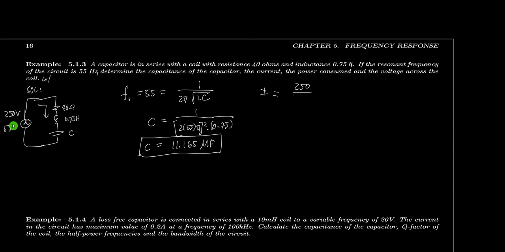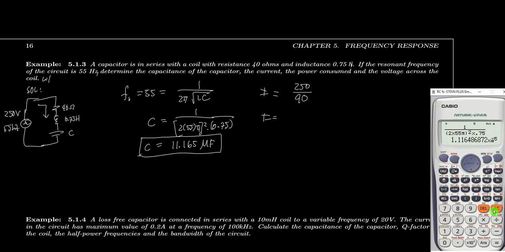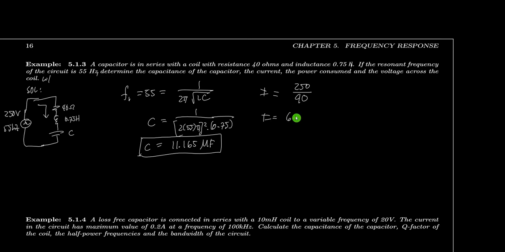This is at 55 hertz. So R is equal to 40 ohms. Therefore, the current will be equal to 250 divided by 40, using Ohm's law. And that's just equal to 6.25 amps. And this is actually the maximum current in the circuit when you're varying the frequency of the source.